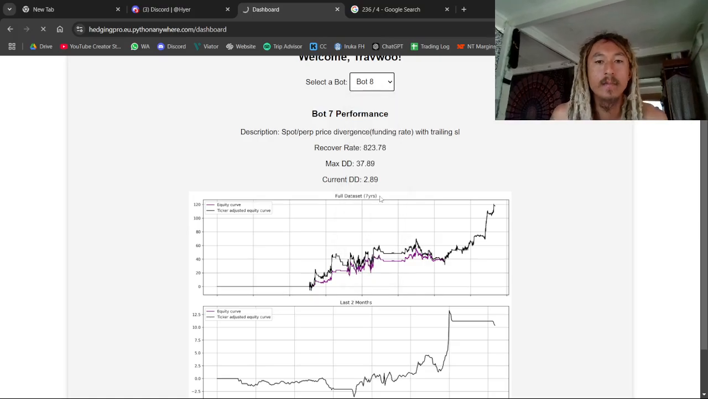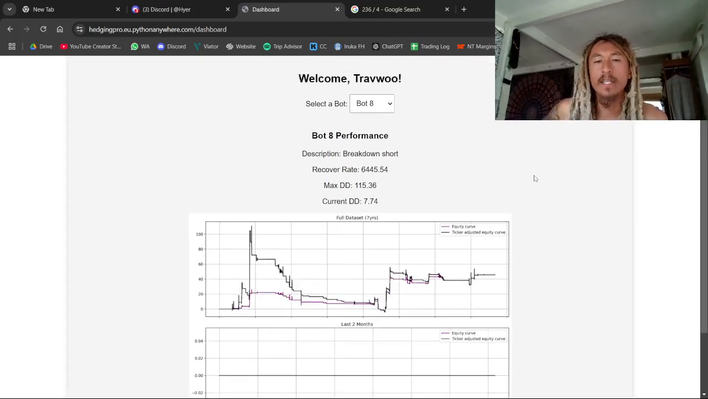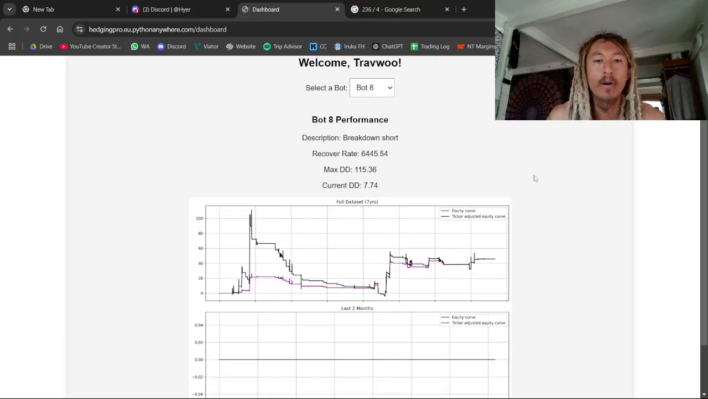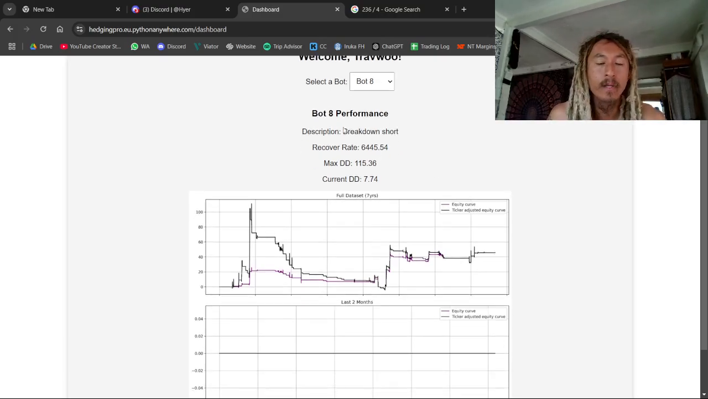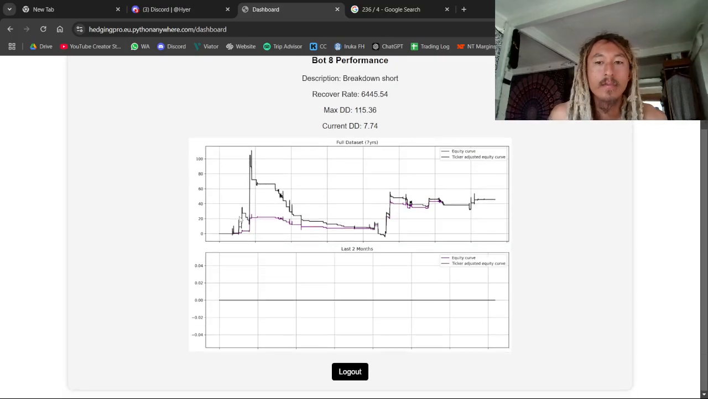Okay, now bot 8. So bots 2 through 7 right now are all trading perpetual futures. Bots 2 through 7 are long and short. Bots 1 and 8 are short only on altcoins. So here, this is a breakdown short, and yeah, this is what it looks like.